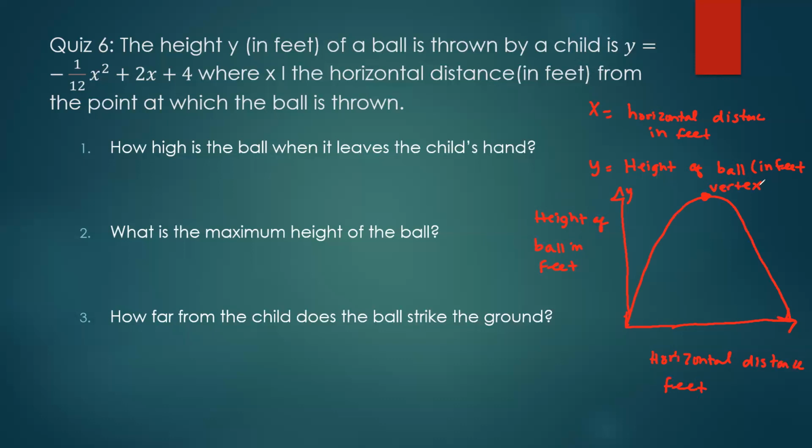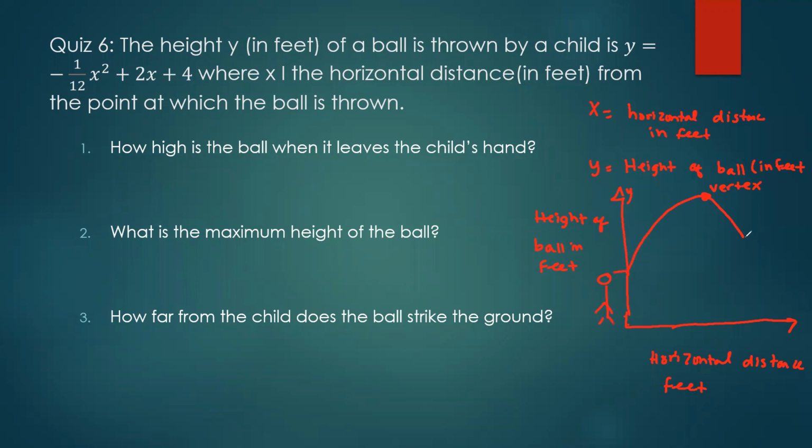So let's look at question 1. It says, how high is the ball when it leaves the child's hand? Is this related to the vertex? No. By the way, it doesn't start at 0, 0. It starts somewhere like here, because the child is not 0 feet tall, right? So the child is at a certain height.